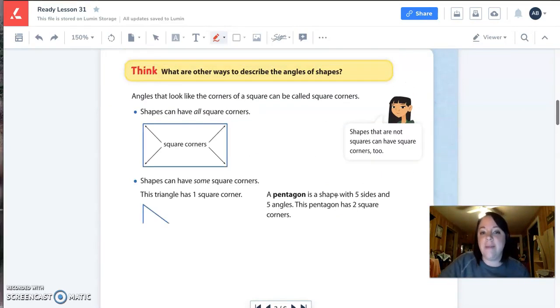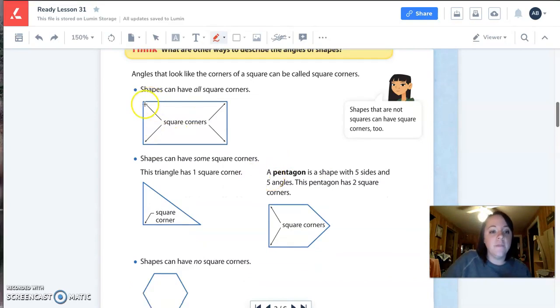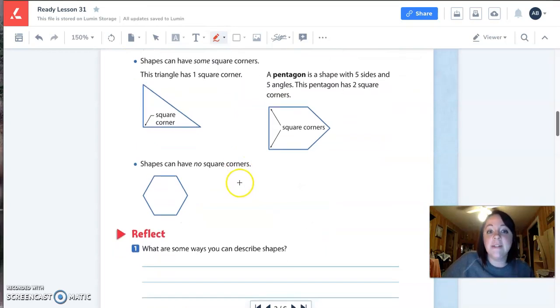What are other ways to describe angles of shapes? Angles that look like corners of a square can be called square corners. So if you look, they kind of match perfectly. Like one is a straight line and one is a straight line, and they meet. So that's what they call a square corner right here. And I'm going to draw a little square because, if you look at it, this kind of creates a square in the corner. And that's kind of why they call it that. And I'm going to draw one over here too. Just like that. Perfect. Shapes can have some square corners, which we just drew and we just found that out.